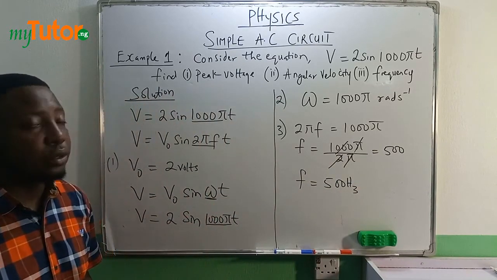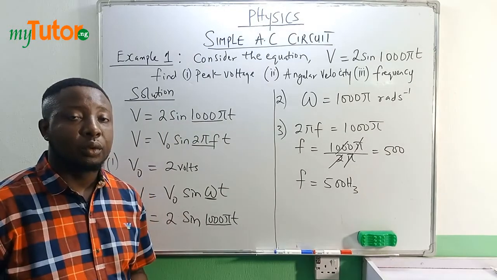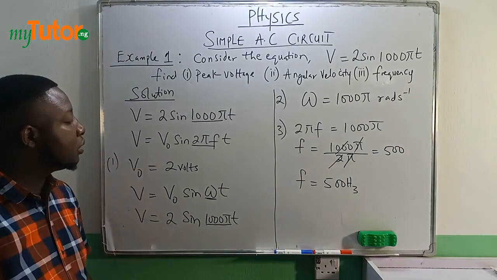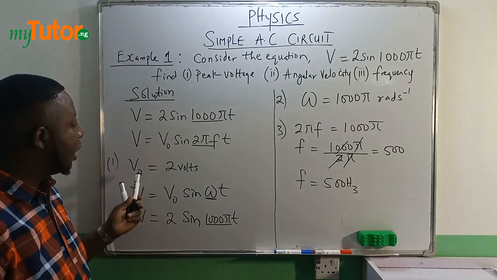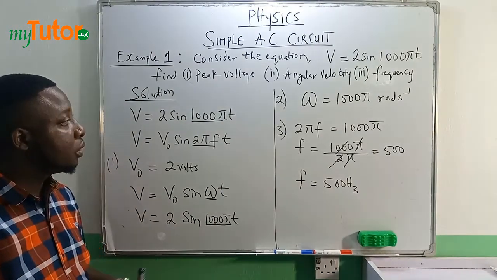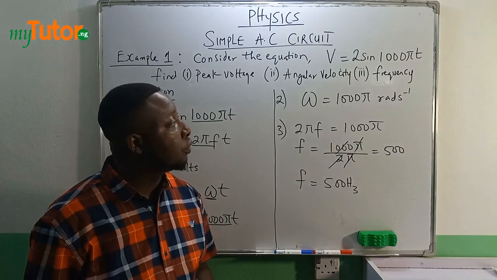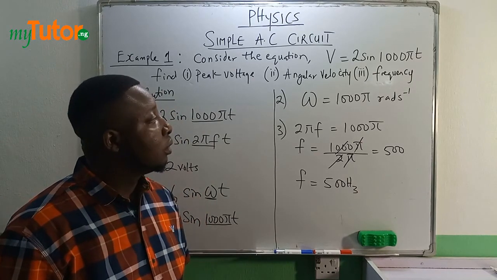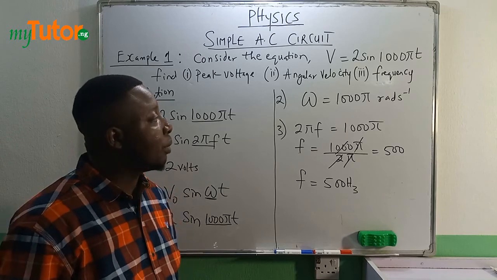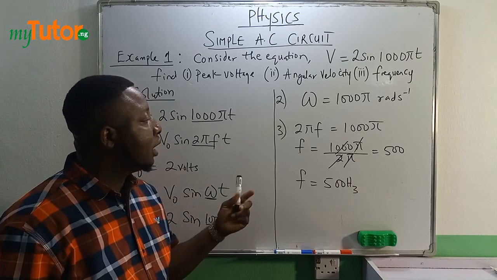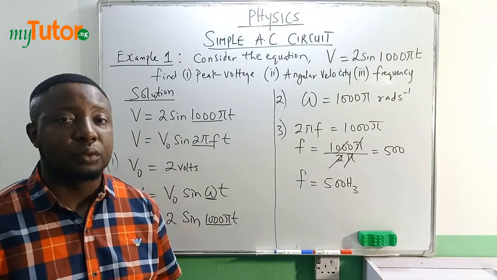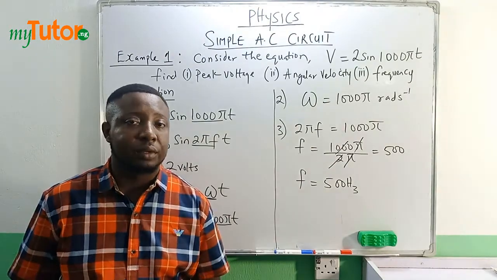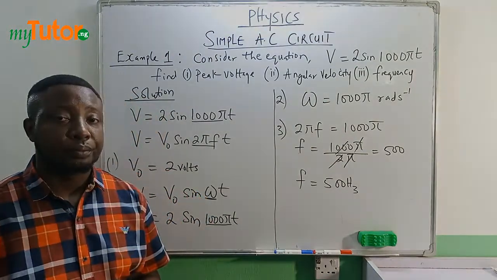So this is how to solve the 3 questions. The first question says we should find the peak voltage, and our peak voltage is 2 volts. Then the second question says we should find the angular velocity, which gave us 1000 pi radian per second. And the third question, which says we should find the frequency, is equal to 500 Hz.